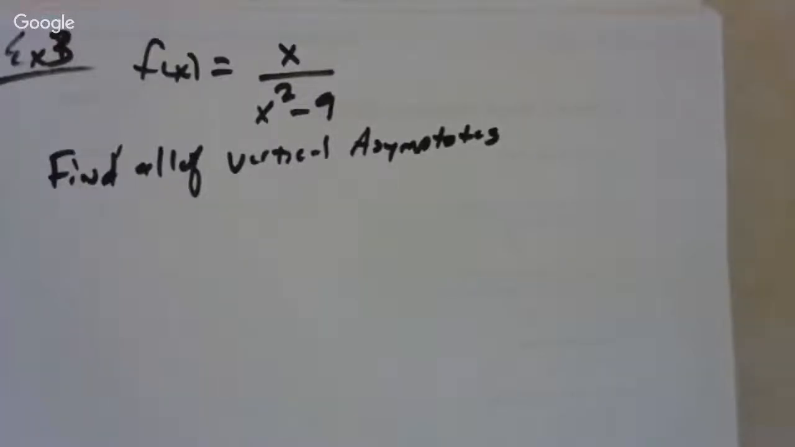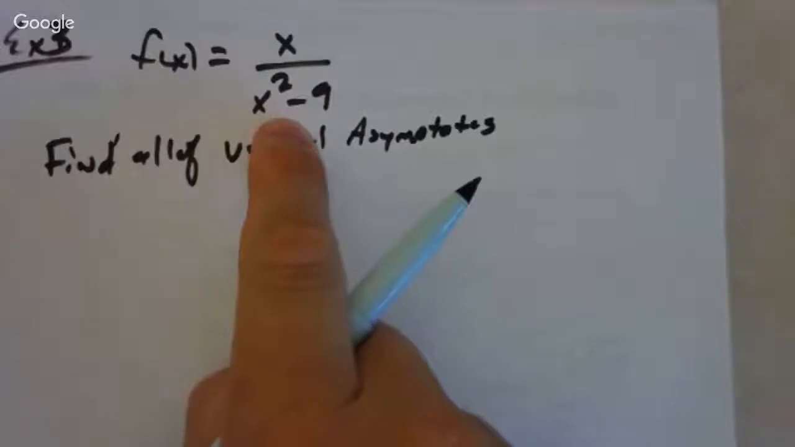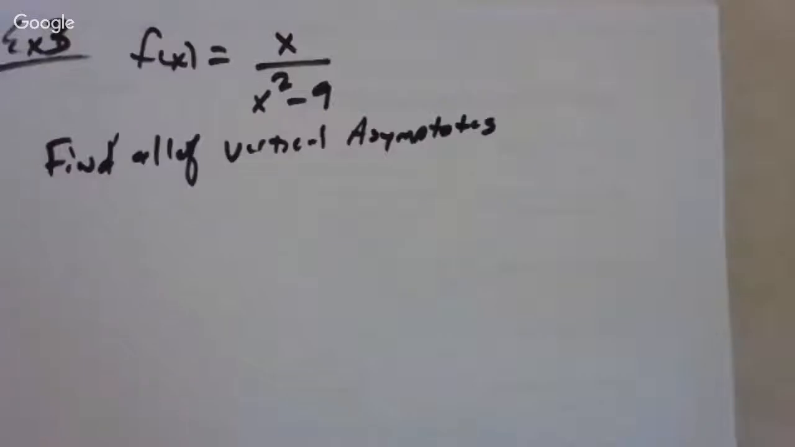All right, where are the vertical asymptotes? 3, -3. And what are you going to do to define that? Because the limit as x approaches 3 from the right is equal to something. The limit as x approaches 3 from the left is equal to something.